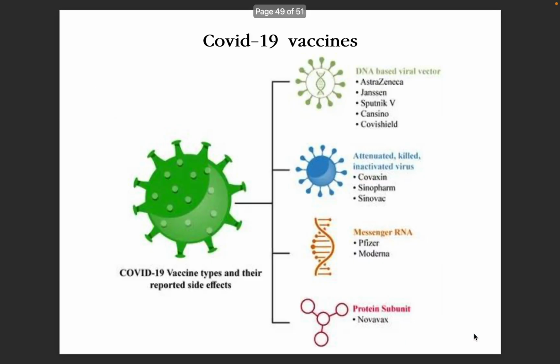For prevention of SARS-CoV-2 infection, vaccination is strongly recommended. There are 4 types of vaccine against SARS-CoV-2 infection, so-called COVID-19 vaccines: DNA-based viral vector vaccine, attenuated or killed virus vaccine, mRNA vaccine, and protein subunit vaccine. This presentation only describes the first 3 types and how these vaccines activate our immune system against COVID-19.